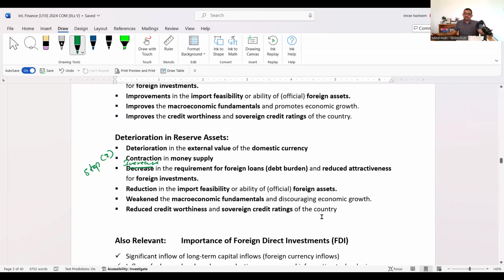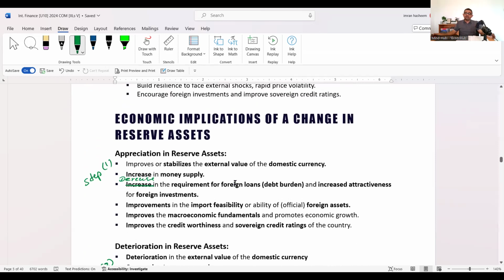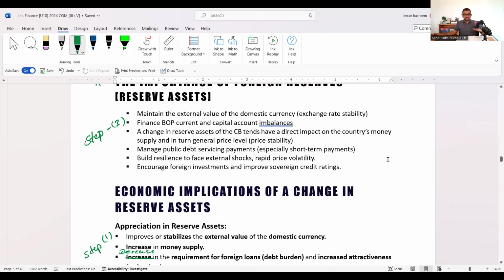So for depreciation, if you're smart, once you know the points for appreciation, you can simply reverse them. So go through them, it will make sense. Get it? Once you have done step 1 and step 2, then go and look at the overall points. You should be okay. Is that clear? Understood?